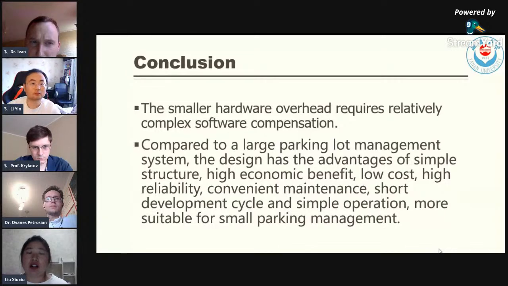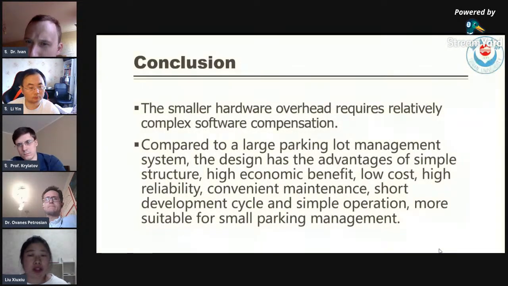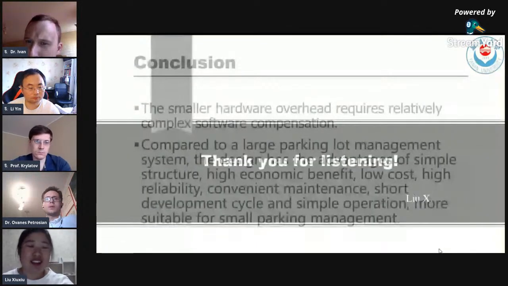Compared to large parking lot management systems, this design has the advantages of simple structure, high economic benefit, low cost, high reliability, convenient maintenance, short development cycle, and simple operation, more suitable for small parking management. And that's all. Thank you for listening.